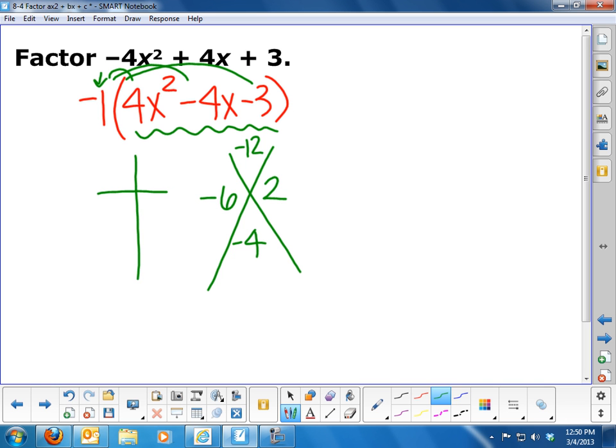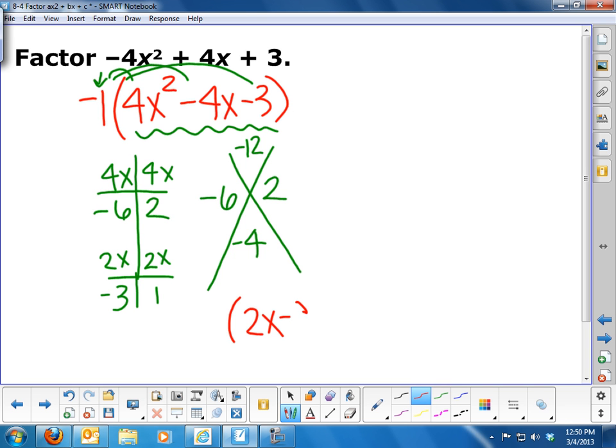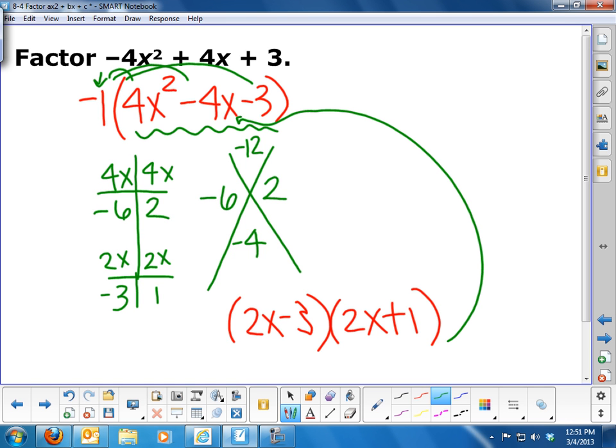When I make my t, I have 4x, 4x, negative 6 and 2. And when I come down here, I'm going to get 2x minus 3 and 2x and a 1. Now, this part's important: when I write out my binomials, 2x minus 3 and 2x plus 1, I am not finished. Because if I were to multiply those two binomials together, I'm going to get a positive 4x squared minus 4x minus 3, which is what I got right there.